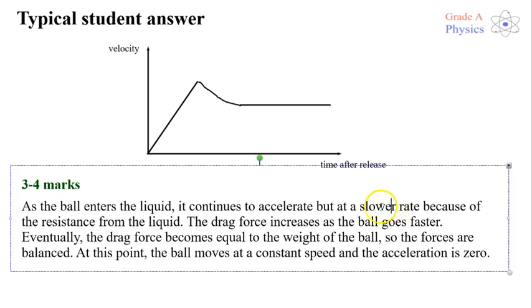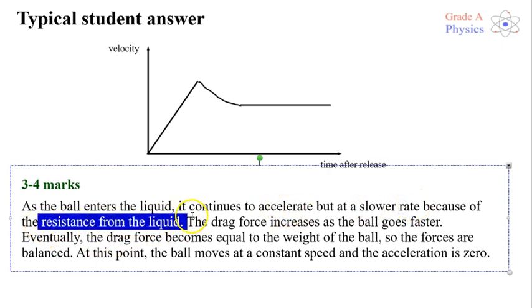A slower rate is problematic. Slower is to do with speed. Well, it is slowing down, but then we're talking about acceleration. And if you talk about the rate of acceleration, that doesn't really mean what we want it to mean. The rate of change of velocity is acceleration. So I wouldn't use the word rate when talking about acceleration.